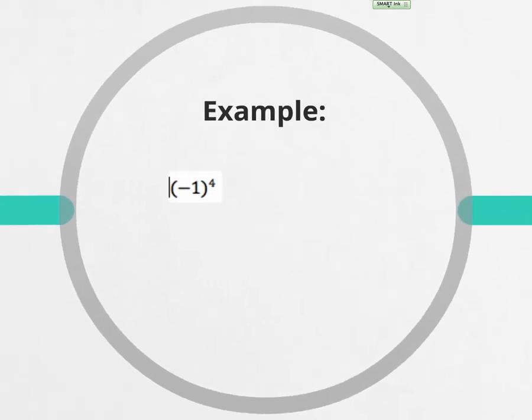Alright, so what about this one? If I've got negative 1 to the 4th power, is it going to be positive or negative? Positive, because it's an even power. In fact, it's going to be positive 1.